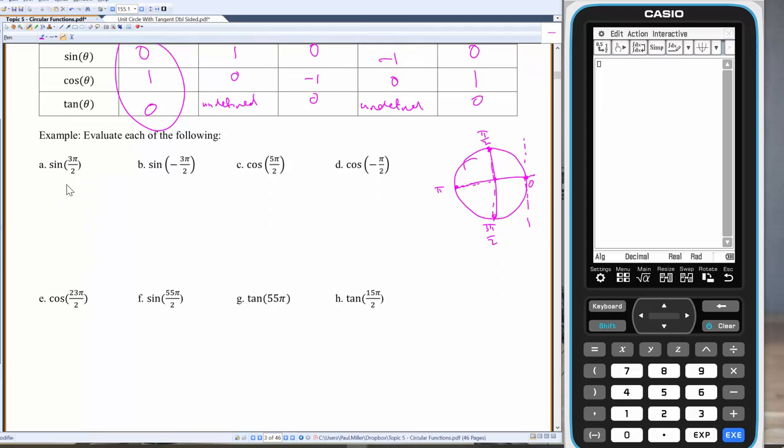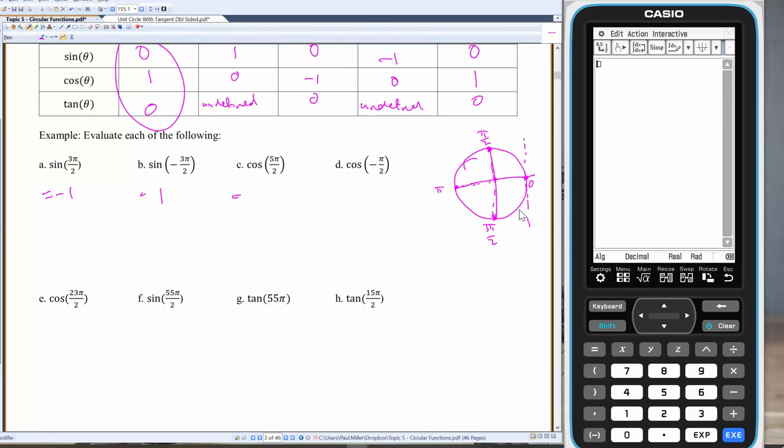Okay, so sine of 3 pi on 2, well, we're here at 3 pi on 2, and our sine value here is going to be -1. What about -3 pi on 2? So we're starting there and we're going in a clockwise direction. We'll end up here. So the sine is the y value, that is 1 at that point.